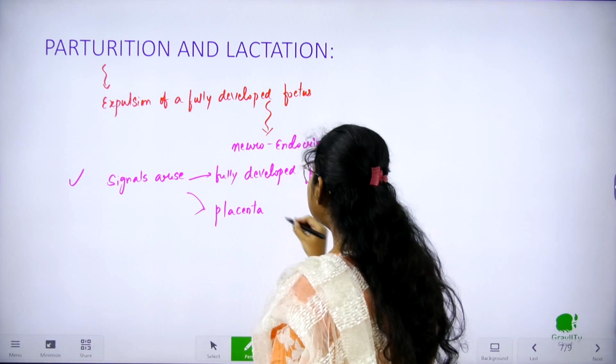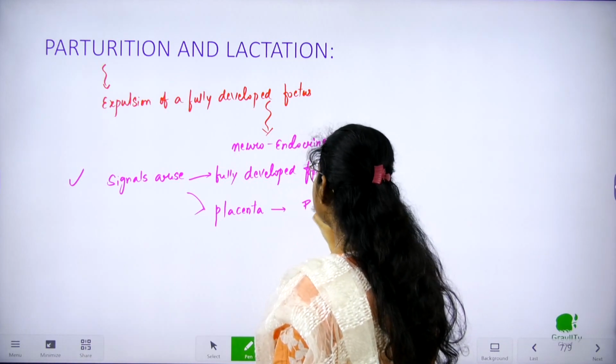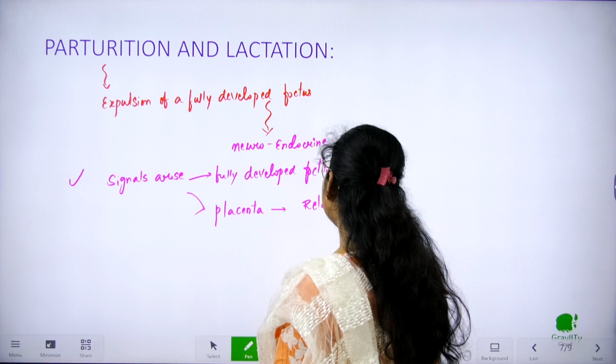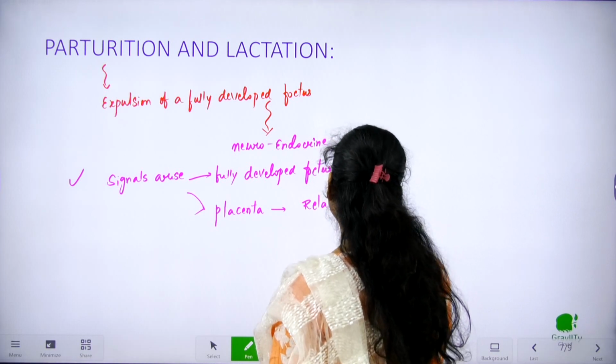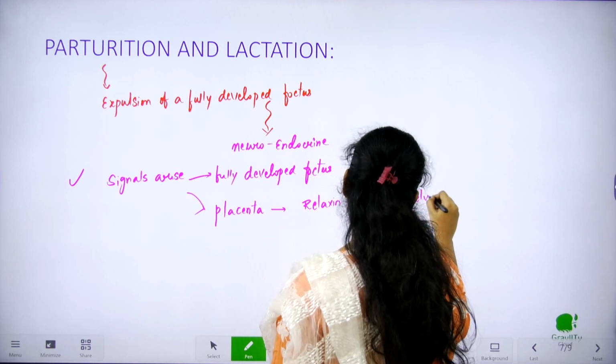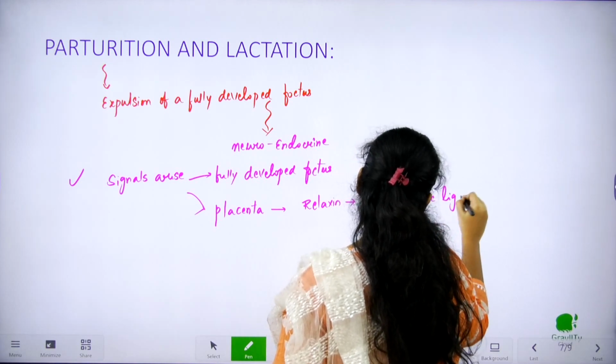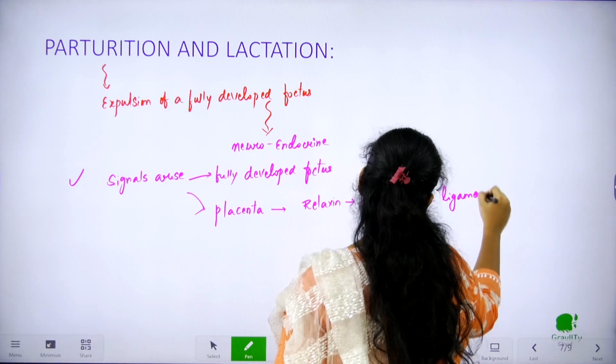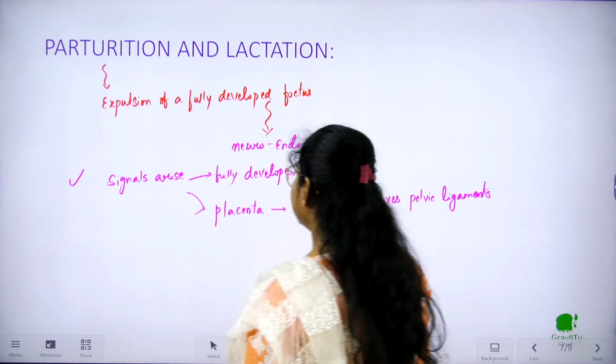And the placenta is also secreting a hormone called relaxin. Guys, relaxin is a hormone that relaxes pelvic ligaments so that fetal expulsion can happen. Without the relaxation of pelvic ligaments, fetal expulsion will not happen.